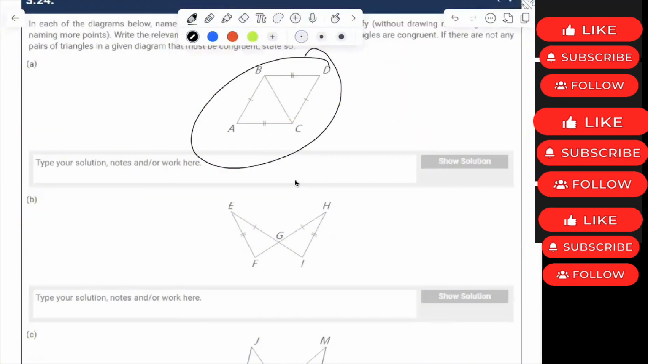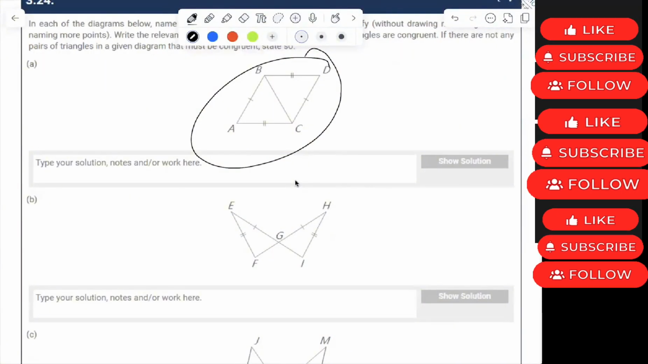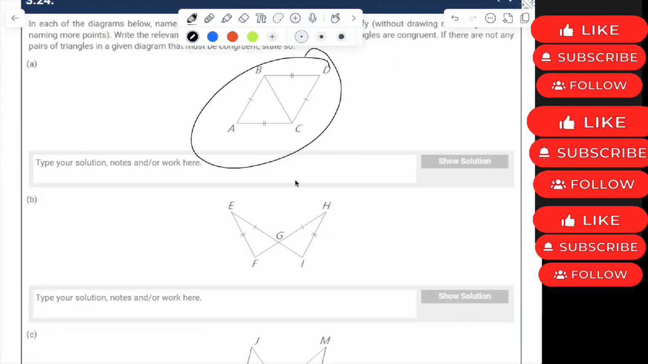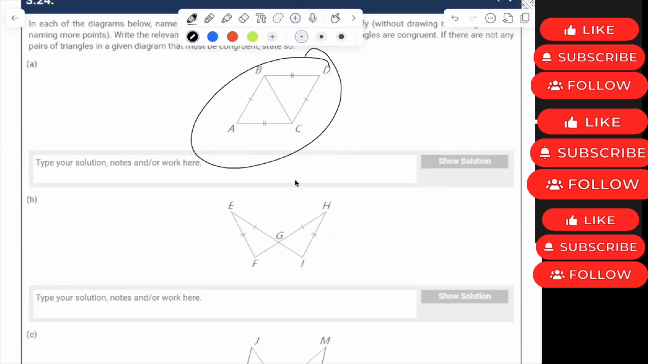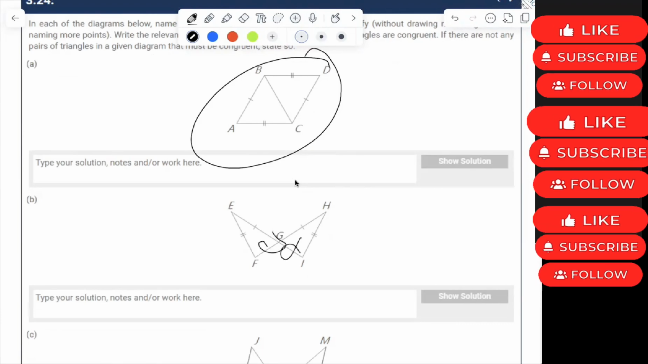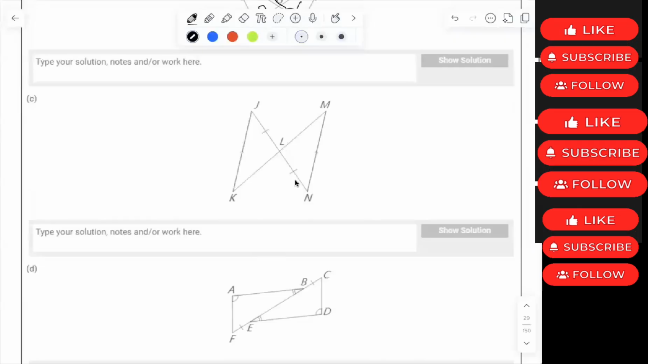And for this one, let me see. Is there anything we can derive from this? Well, there is none, because it's not possible. Why? Because it's ASS, and we don't know if these are the same. Obviously they look the same, but we cannot possibly prove that. Right? Now for JLK and LMN.